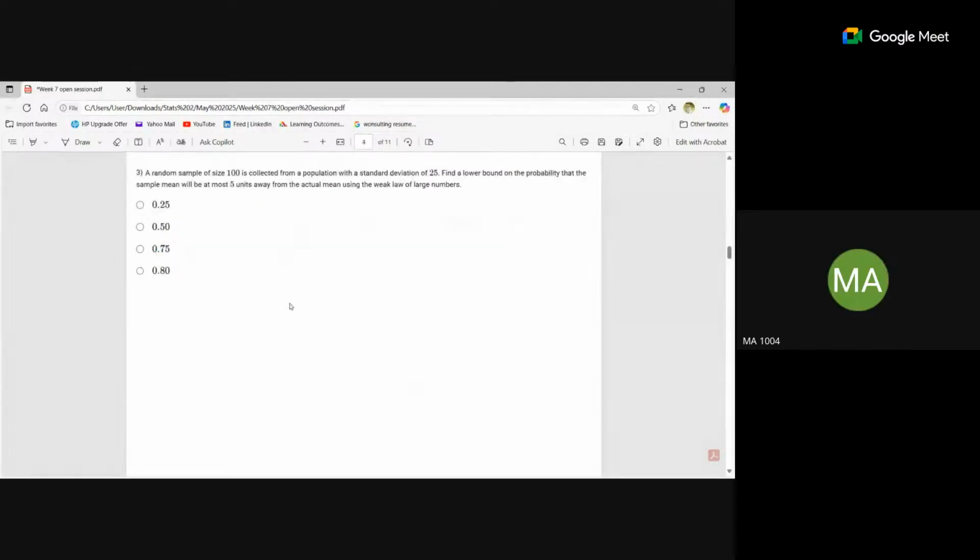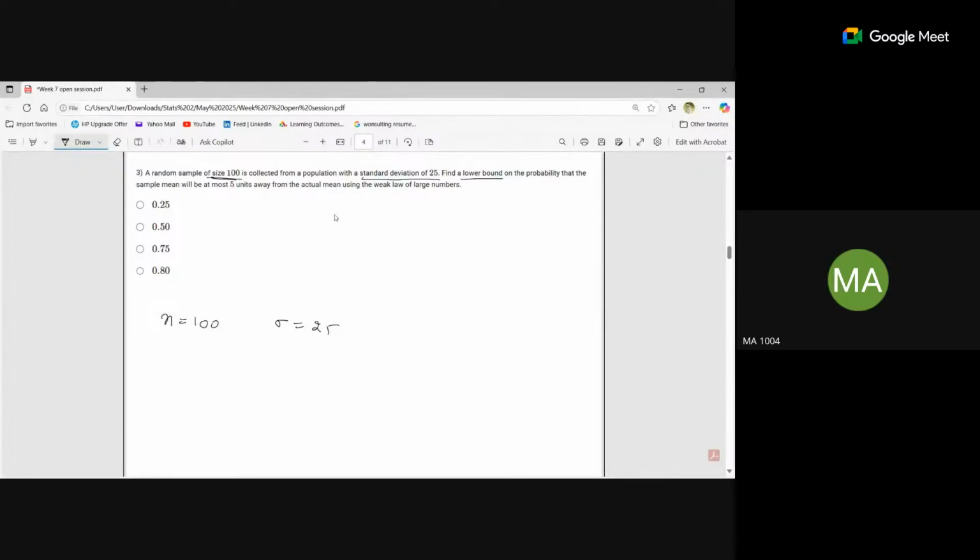Now, a random sample of size 100 is collected from a population with a standard deviation of 25. Find a lower bound on the probability that the sample mean will be at most 5 units away from the actual mean using the weak law of large numbers. For this type of question, you tally out all the values that you have been given. That is sample size n, which is 100. Then the population standard deviation, sigma, is 25. Now you have to find out the lower bound.